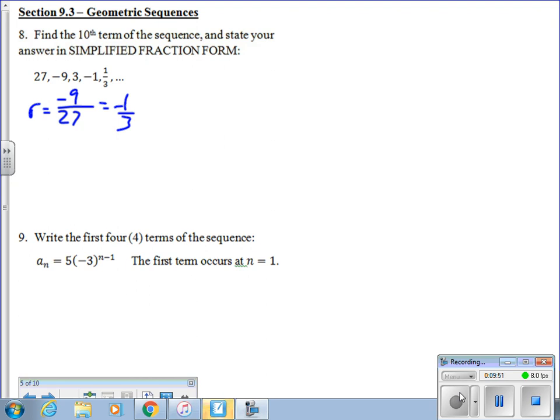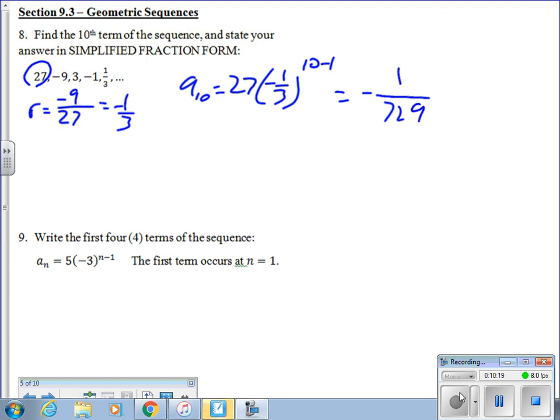So I know R, I know A sub 1. My formula is the nth term, in this case the 10th, A sub 10 is A sub 1, 27, times R, negative 1/3, to the 10 minus 1 power, n minus 1. And you work that out, and you get negative 1 over 729.